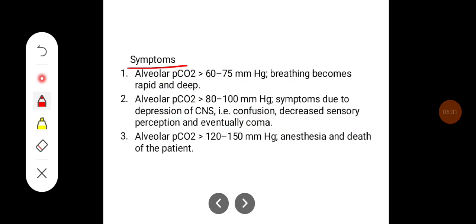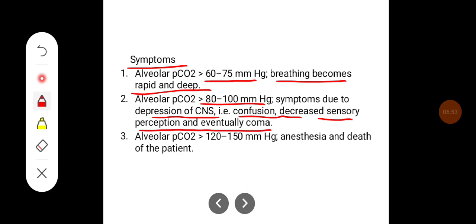Some of the symptoms of hypercapnia: alveolar PCO2 is more than 60 to 75 mmHg. Breathing becomes rapid and deep. When alveolar PCO2 increases more than 80 to 100 mmHg, symptoms due to depression of the CNS occur, that is confusion, decreased sensory perception, and eventually there will be a coma. If alveolar PCO2 increases more than 120 to 150 mmHg, anesthesia and death of the patient may occur.